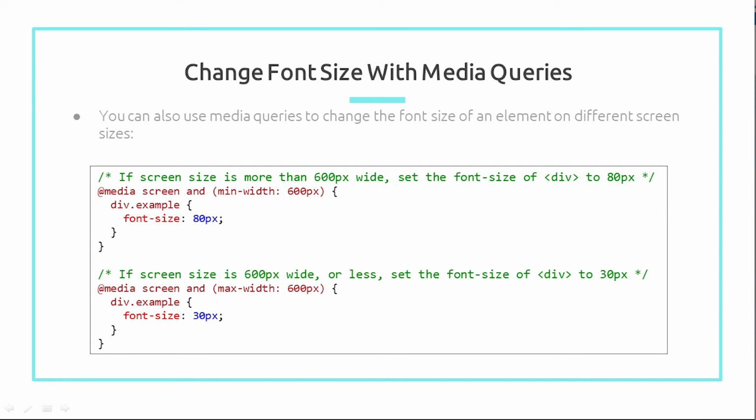Change font size with media queries. You can also use media queries to change the font size of an element on different screen sizes. If the screen size is more than 600 pixels wide, set the font size of div to 80 pixels. If the screen size is 600 pixels wide or less, set the font size of div to 30 pixels.